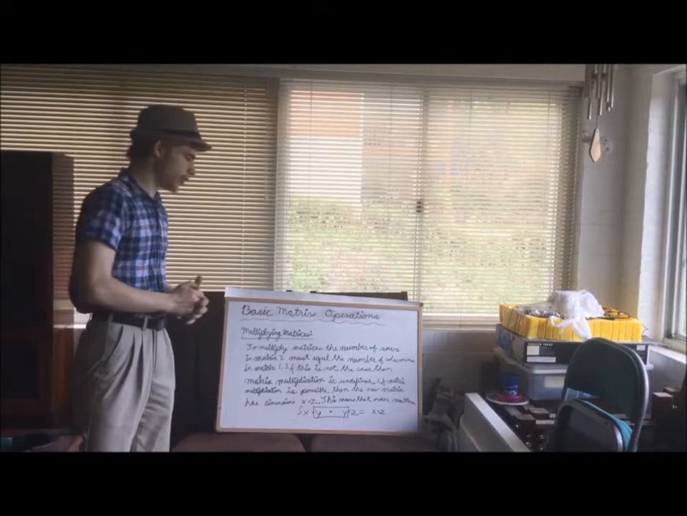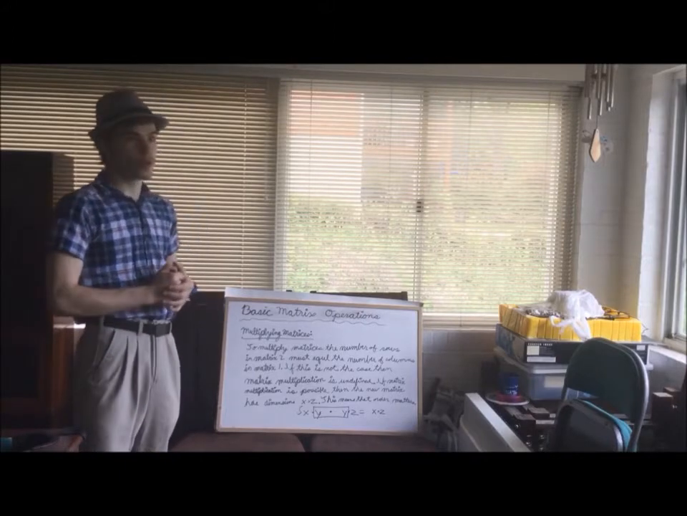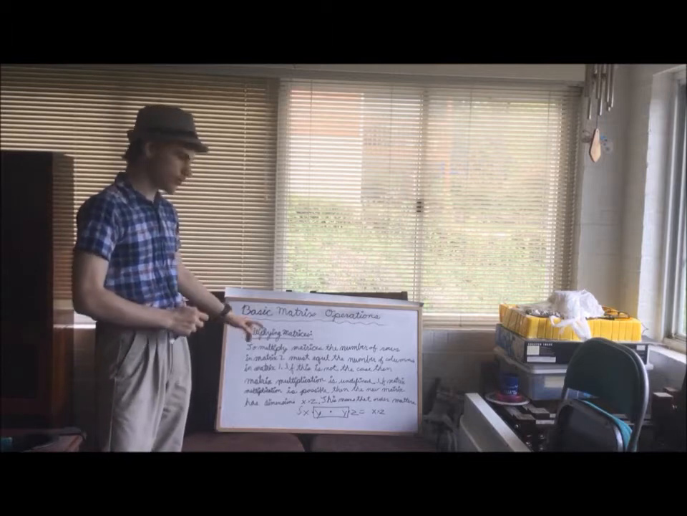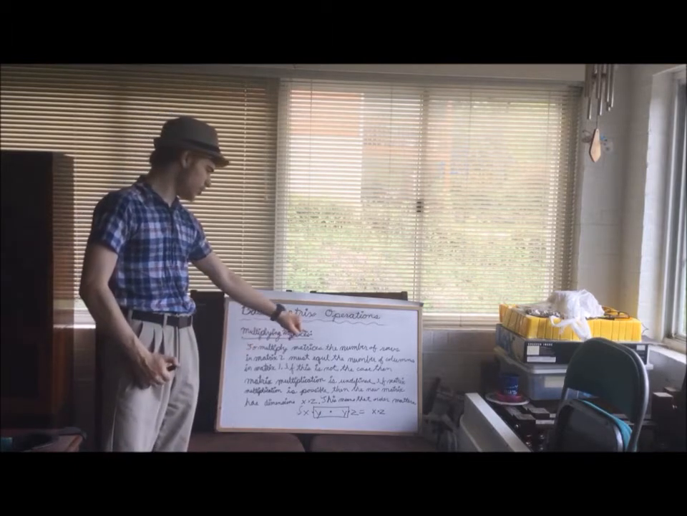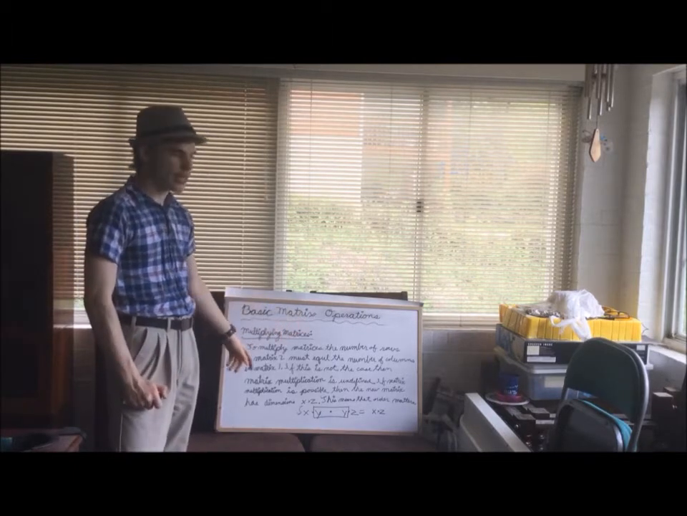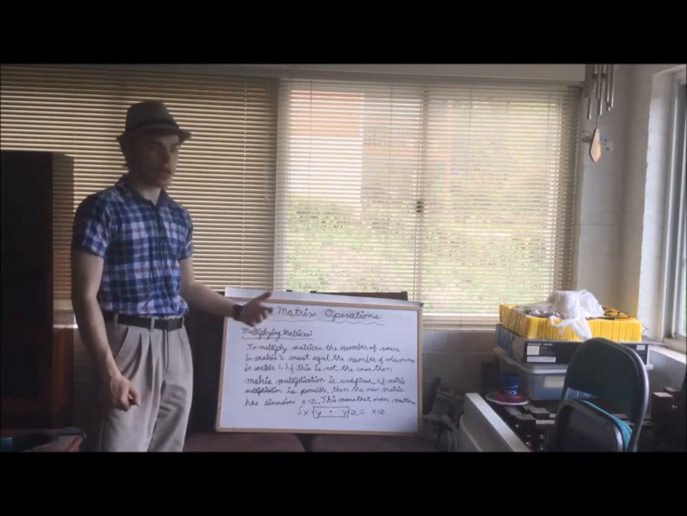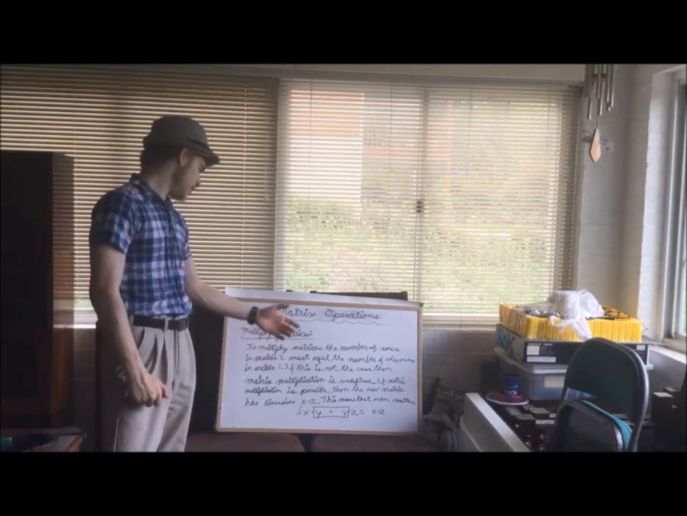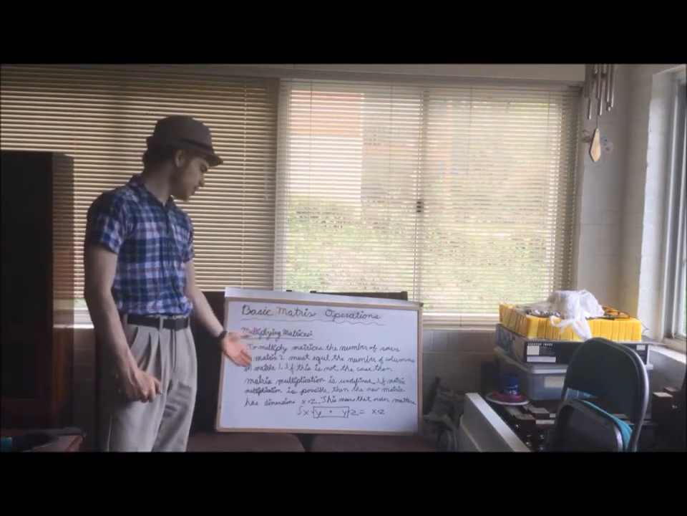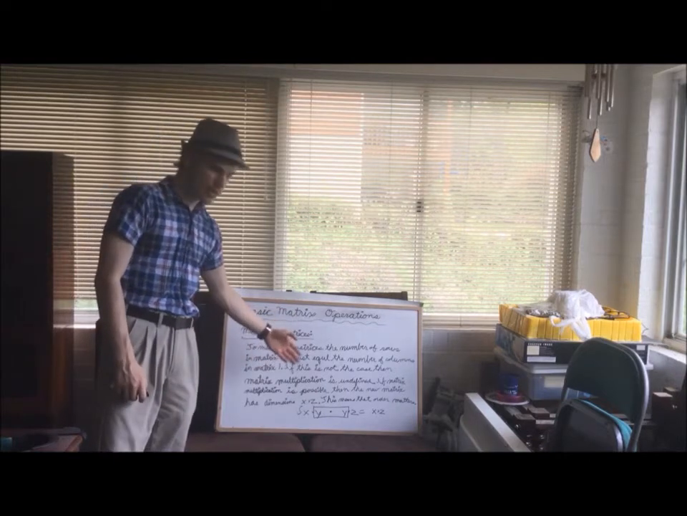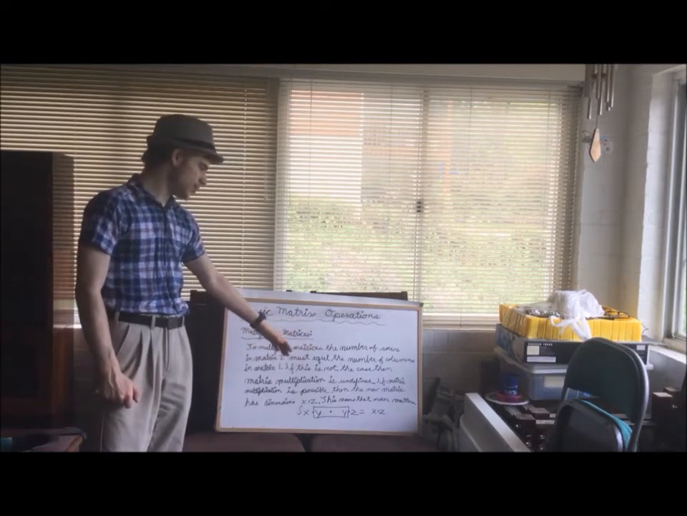Moving on, now we're going to talk about multiplying matrices. For matrix multiplication to be possible, the number of rows in matrix number 2 must equal the number of columns in matrix 1. And if this is not the case, then matrix multiplication is undefined. However, if this is the case, and matrix multiplication is possible, then the new matrix has dimensions of z by x. And this means that order matters.